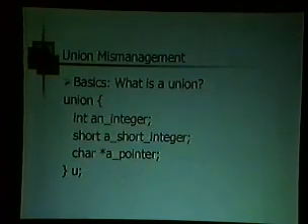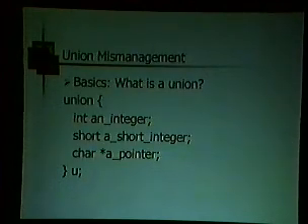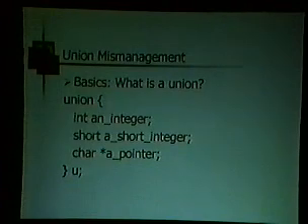I'll just very briefly go over this. I'm sure most of you know this. A union is a data structure in which the elements overlap in memory. So here we have a union with an integer, a short integer, and a character pointer. And the size of this data structure is actually 4 bytes on a 32-bit architecture.